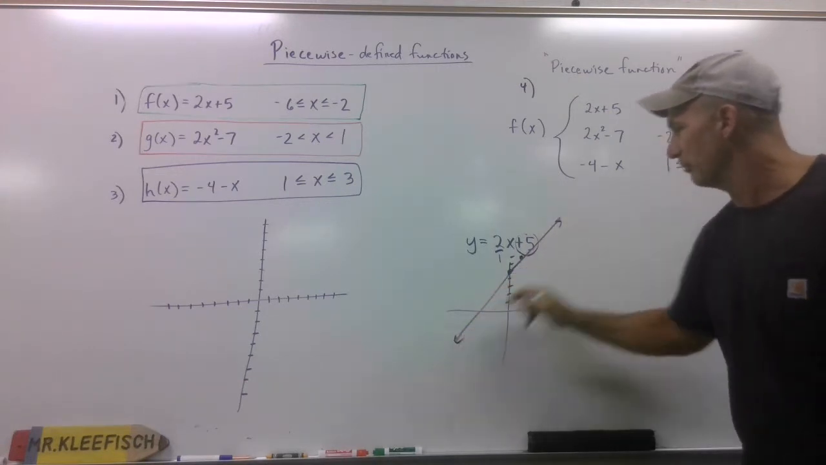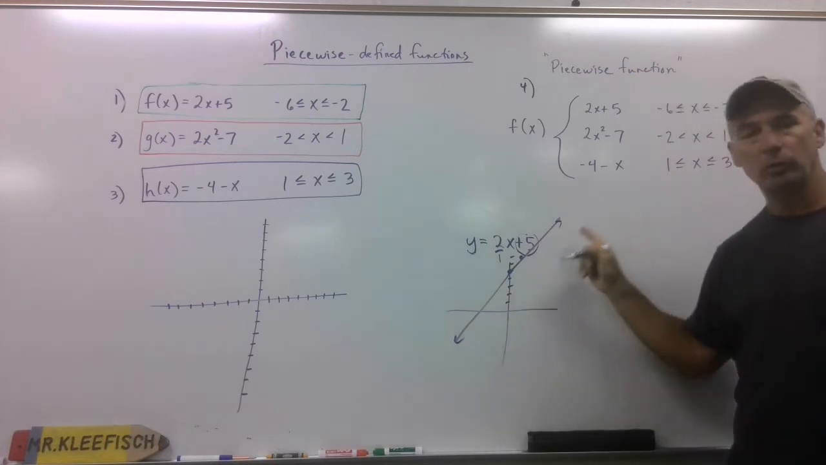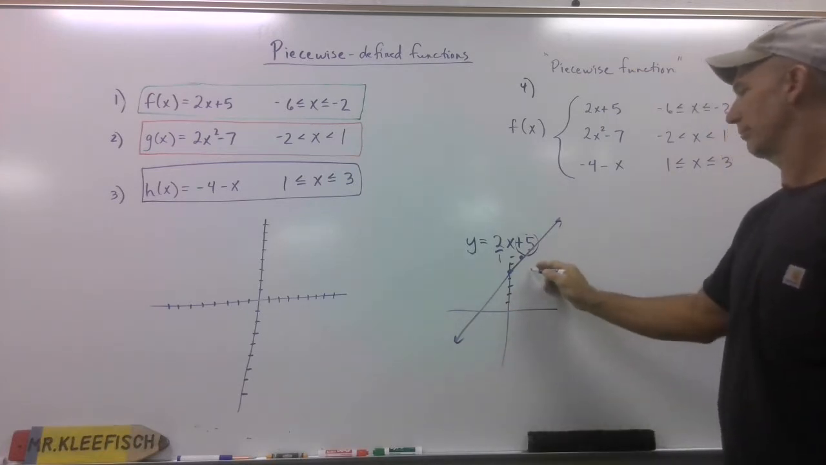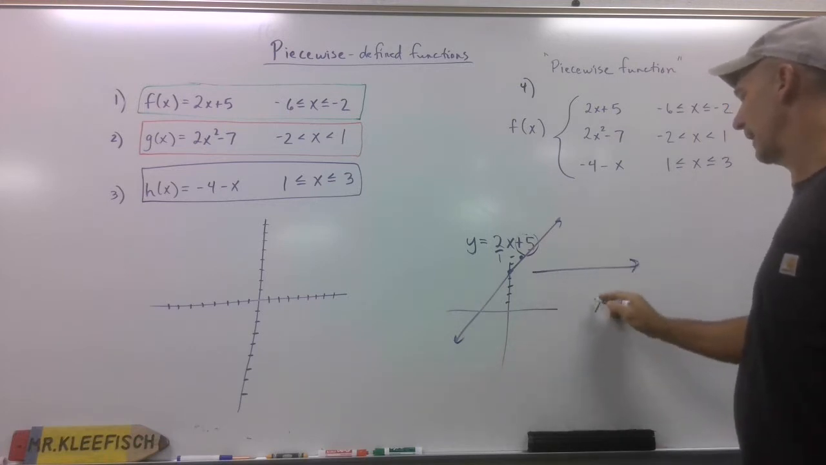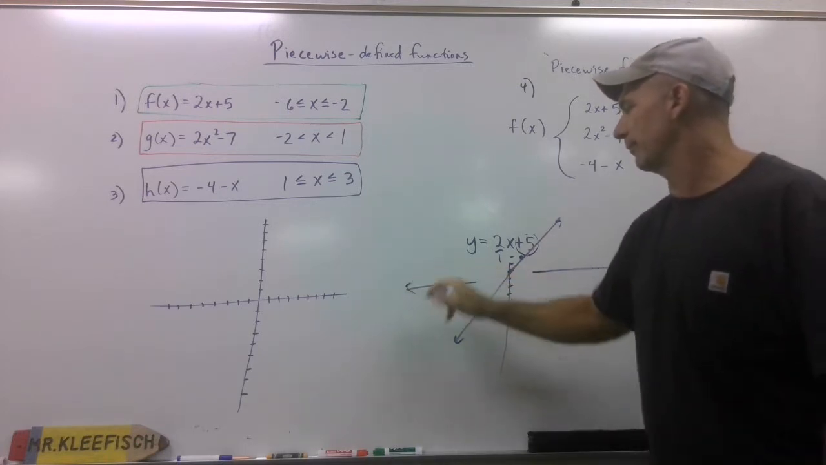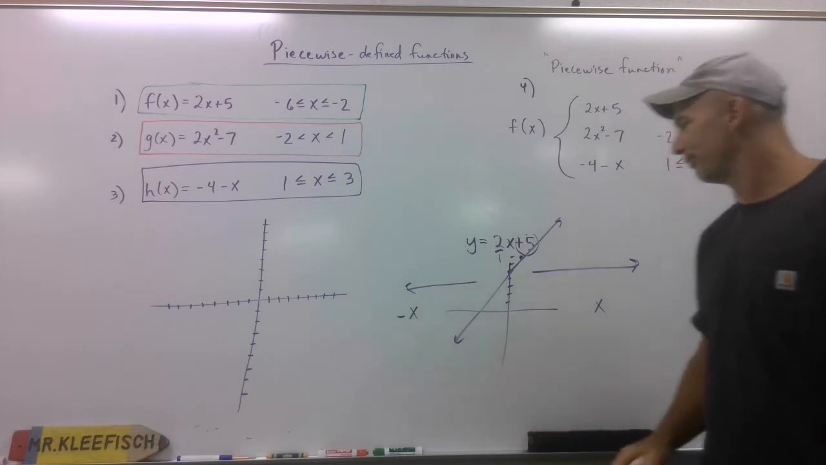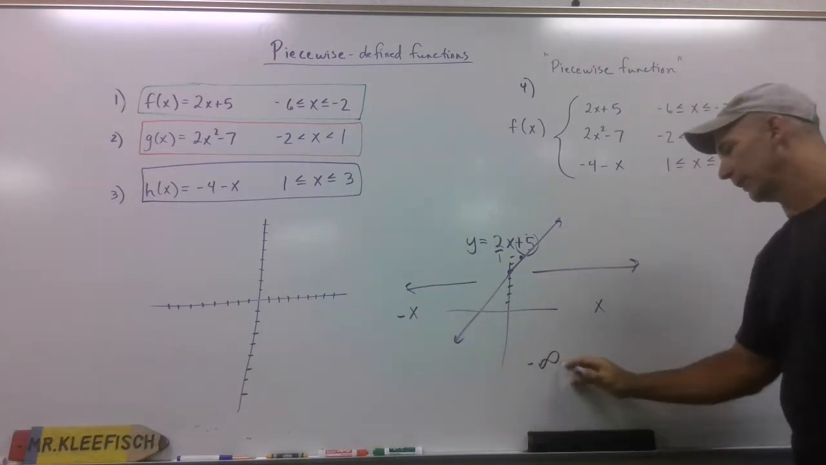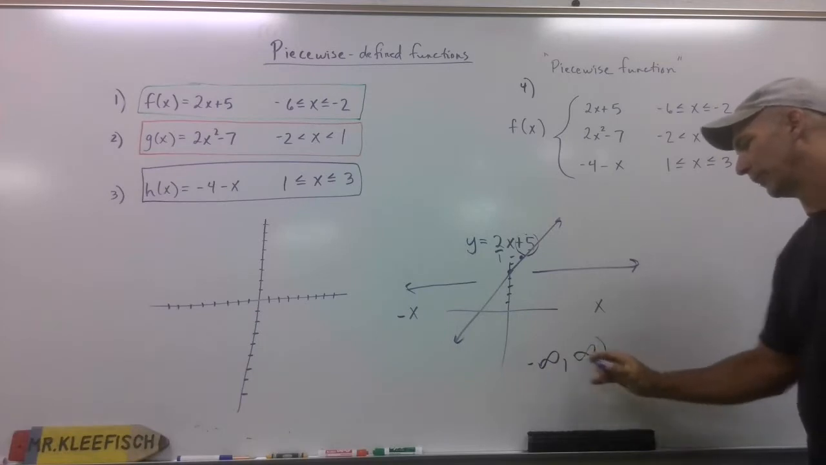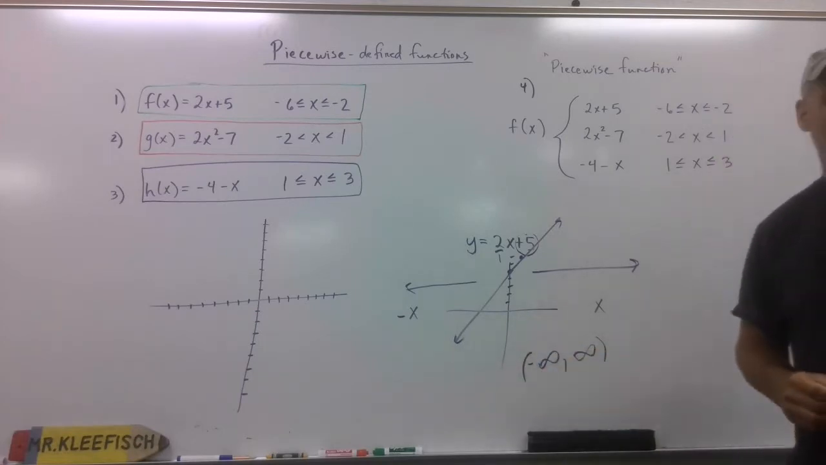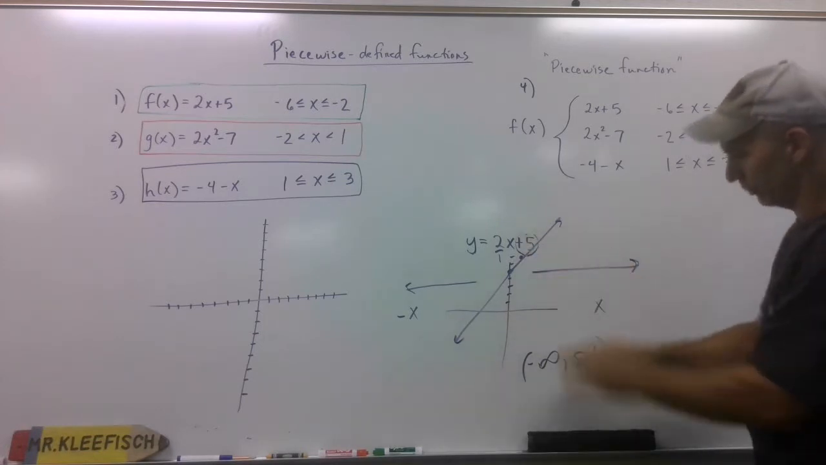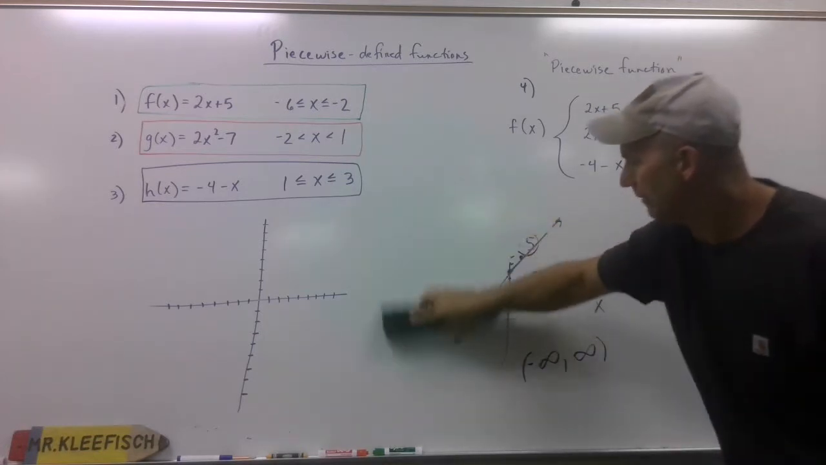Now, that's my graph if there's no limitations on the domain. In other words, it goes this way forever on the x. It goes this way forever in the negative x direction. And so the domain of this graph will be negative infinity all the way to positive infinity if you remember that discussion. All right, so that's my big picture talk on a simple graph there.